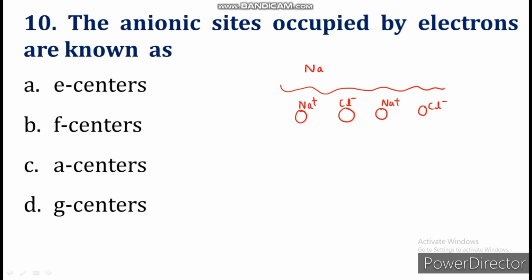the sodium will lose an electron and become Na plus, and one electron is released. Now these Cl minus ions are attracted towards Na plus and diffuse towards the surface, so this site is left empty. The free electrons come and occupy this site, and the anionic site occupied by the electrons is known as what? The F centers, right?